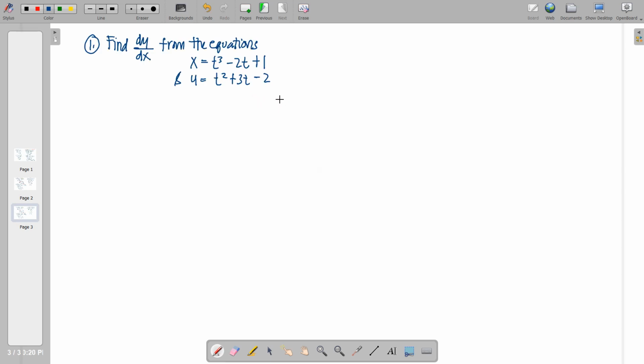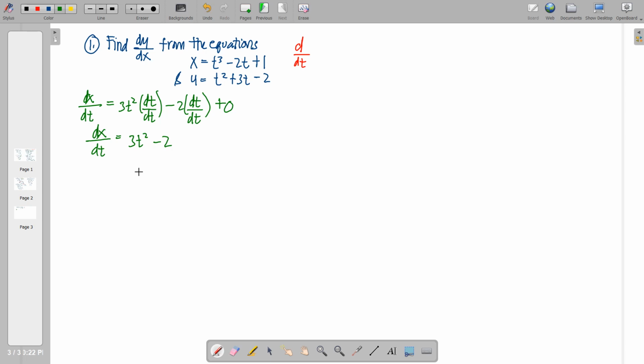Say for the first problem, find dy over dx from the equations. x is equal to t cubed minus 2t plus 1 and y is equal to t squared plus 3t minus 2. Obviously here the parametric function is t, so we're going to execute d over dt to both functions. So doing that for the first equation, we have dx over dt, then 3t squared dt over dt minus 2 dt over dt plus 0. Hence, we can simplify the first parametric equation to 3t squared minus 2.